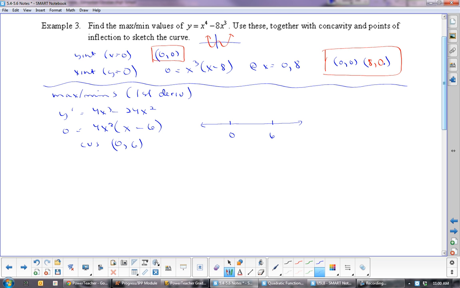Okay, so I'm going to put in negative 1 as my first test. That would give me a positive and a negative, so I got a negative there. Between 0 and 6, I'm going to go with 1. Put in 1, I get a positive and a negative, so I'm at negative. And 7 would be a good test value for the next one. 7 would give me a positive and a positive, so it's positive. So I have decreasing, decreasing, increasing.